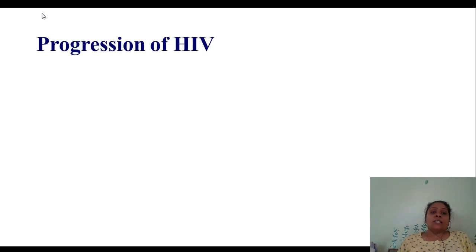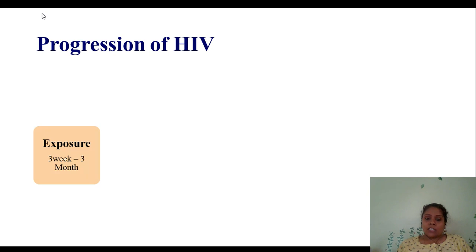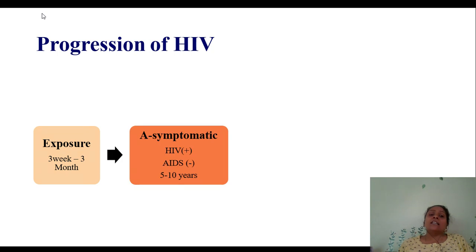The progression of HIV occurs in four stages. First stage is exposure, when a healthy person comes in contact with an infected person. The exposure period is 3 weeks to 3 months. The next stage is the asymptomatic condition. In this condition, there are no symptoms and the person becomes HIV positive and AIDS negative. This period may last 5 to 10 years.